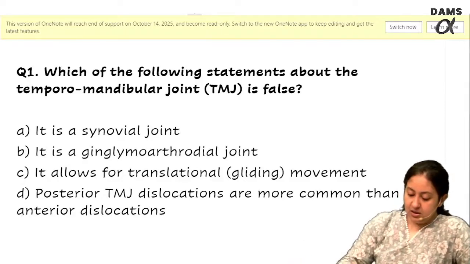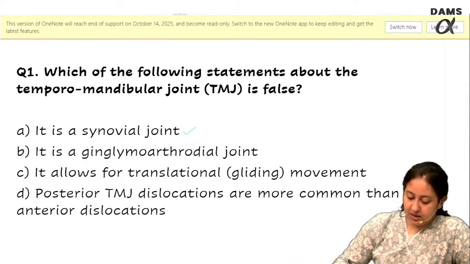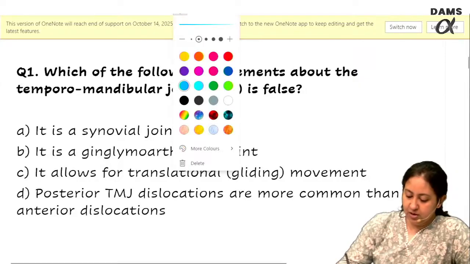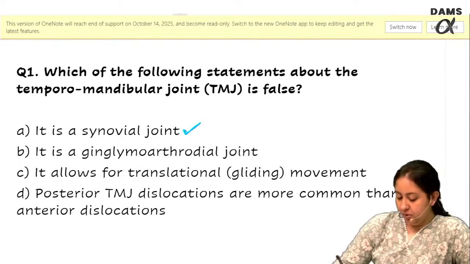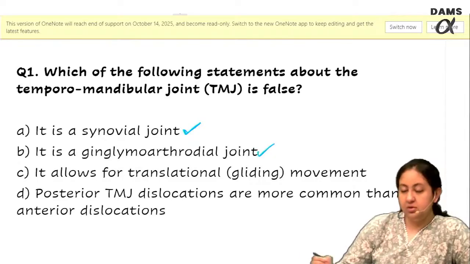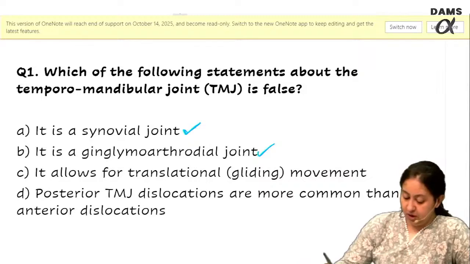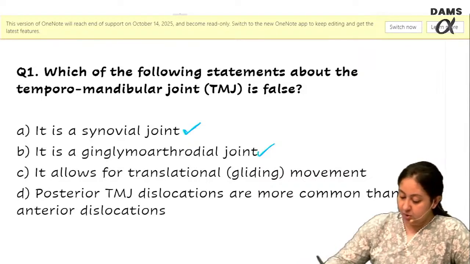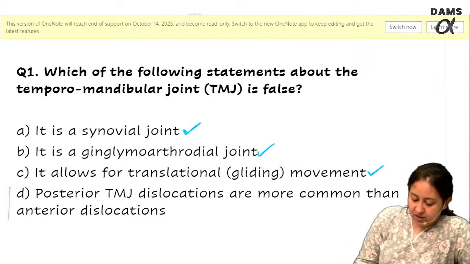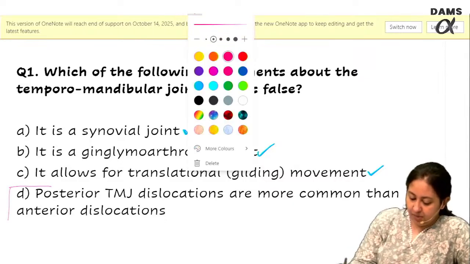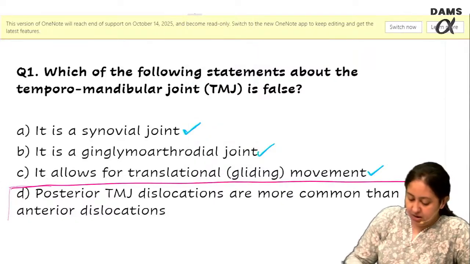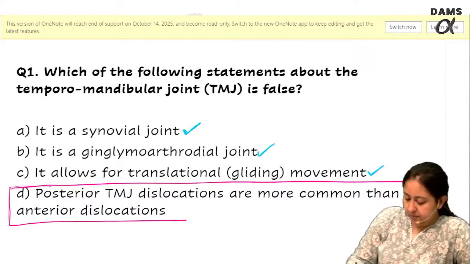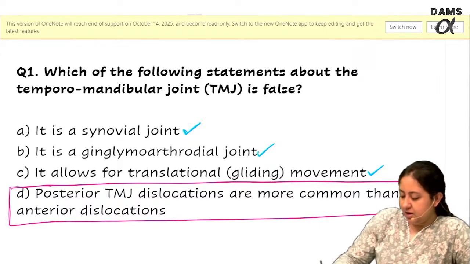So let's see. It is a synovial joint. Yes, this is correct. It is a ginglymoarthrodial joint. This is also correct. And it allows for translational or gliding movements. This is also correct. Option D, posterior TMJ dislocations are more common than anterior dislocations. This is the correct answer.